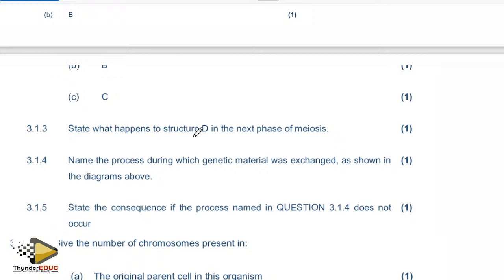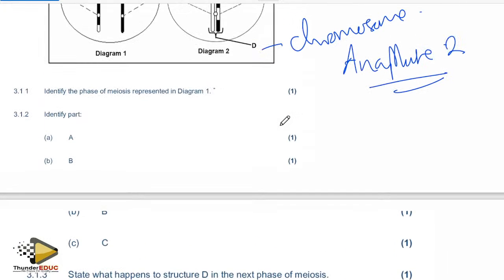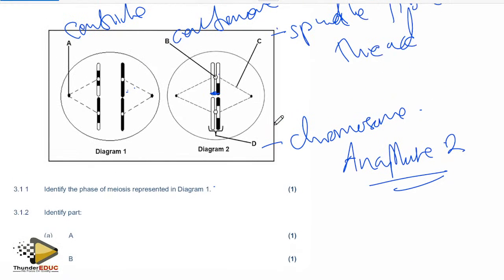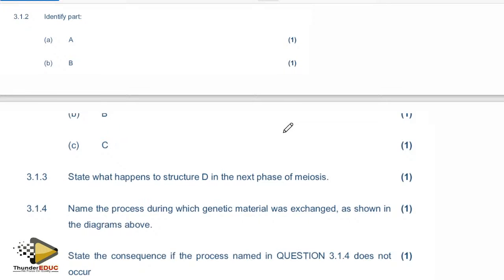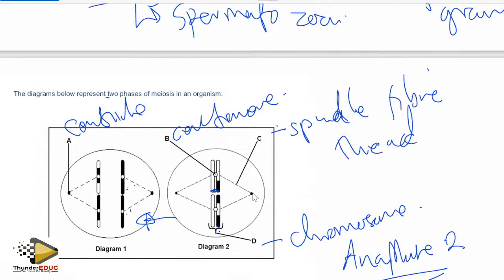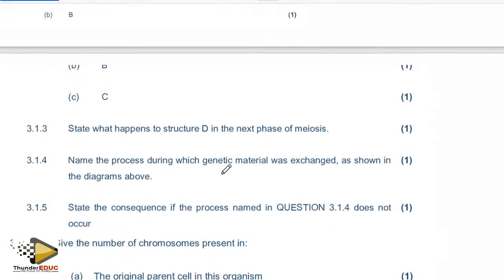State what happens to structure D in the next phase of meiosis. Basically, this is metaphase two, so it then undergoes anaphase two. Therefore, this structure, the chromatids, will move to opposite poles. So that's what you're supposed to say there.